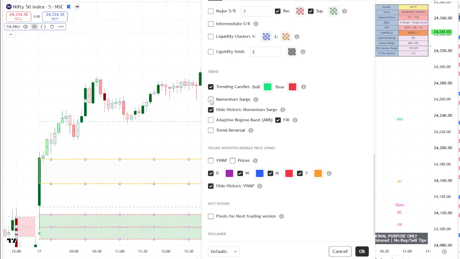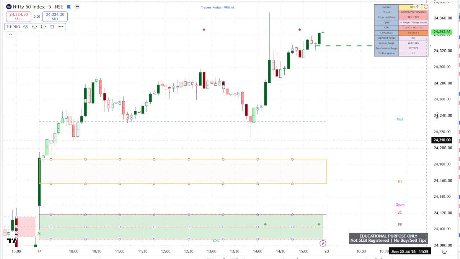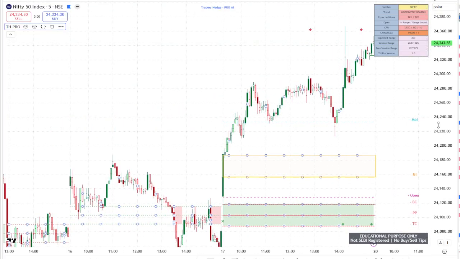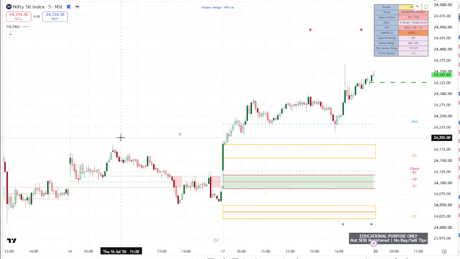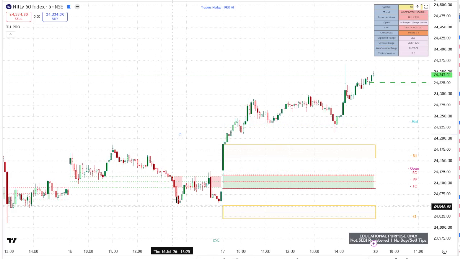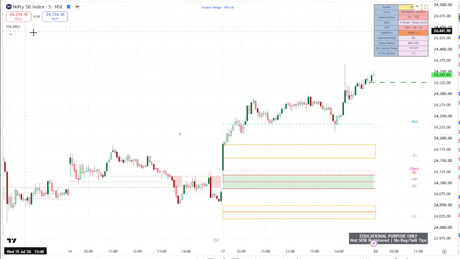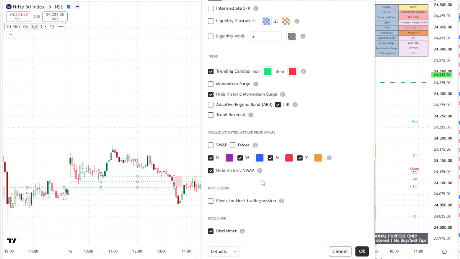What I mean is, for example, if you want to go long, you have to know that the bulls are stronger and there is a price surge on the bull side. Similarly, if I want to go short, I want to know where the bears have more strength to get into the market. So that is what is called a momentum surge, either bullish or bearish.